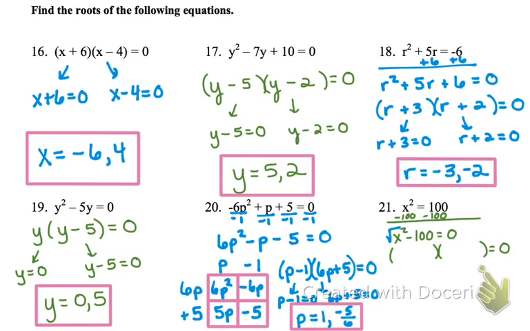So the square root of x squared is x. The square root of 100 is 10, so that's my second term, and then always alternating signs for difference of squares. Now that the left side's factored, set them each equal to 0 and solve. So we get negative 10 and positive 10.